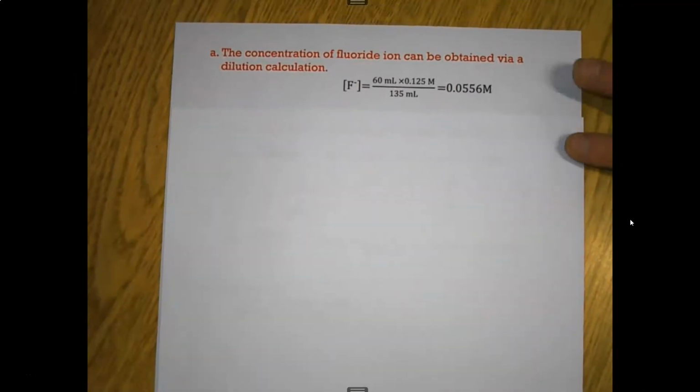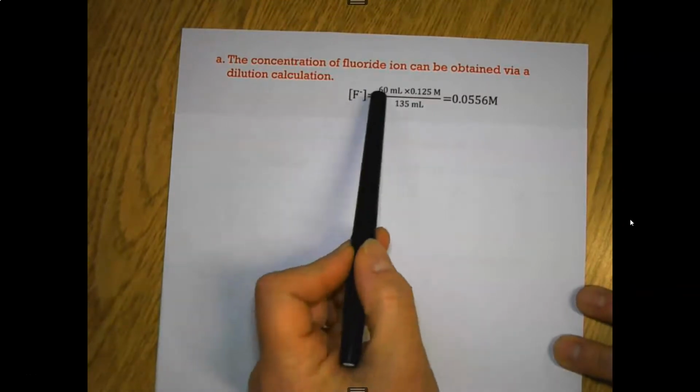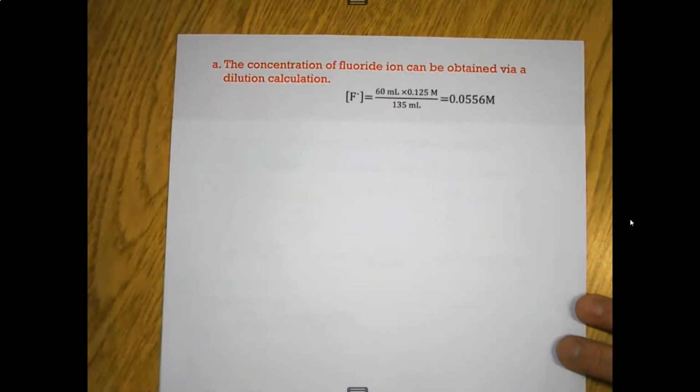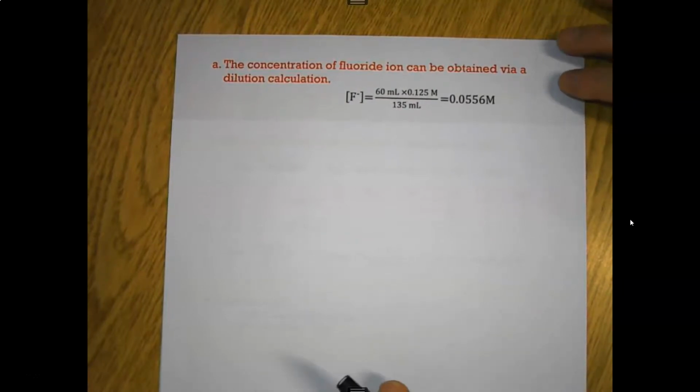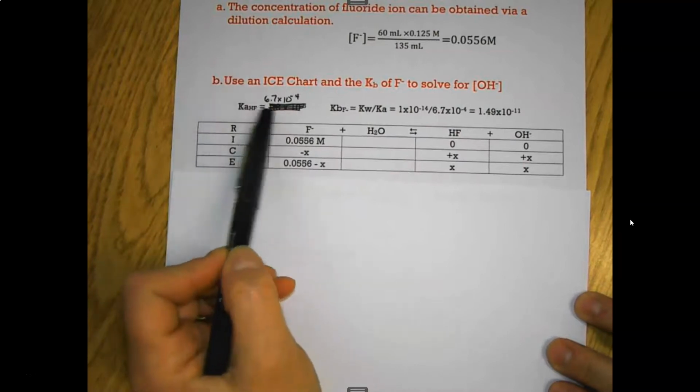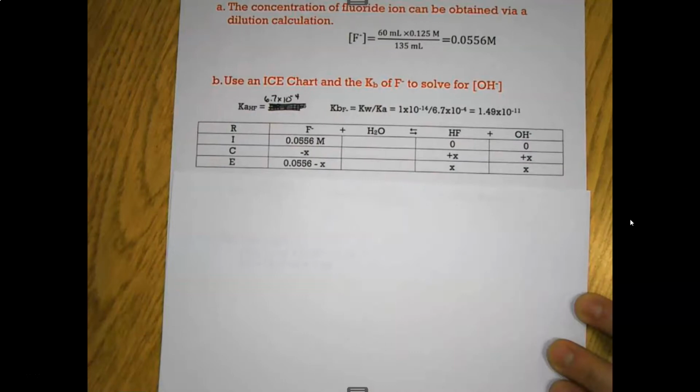So moving on to our last slide. Once again, concentration of F minus is going to be obtained by doing a dilution calculation. So I had 60 mLs of HF at 0.125 molar, but it's a 1-to-1 ratio, so the same thing, divided by 135 milliliters at the end. So my new concentration of F minus, the F minus concentration at the end point when neutralization reaction is done, is 0.0556. Now that is what's going into my ICE chart. Okay, so the Ka in this case of HF is 6.7 times 10 to the negative fourth. Forgot to change that from the last slide. So Kb, the equilibrium constant for the F minus, is going to be 1 times 10 to the negative 14 divided by that, or 1.49 times 10 to the negative 11. So there's my Kb.